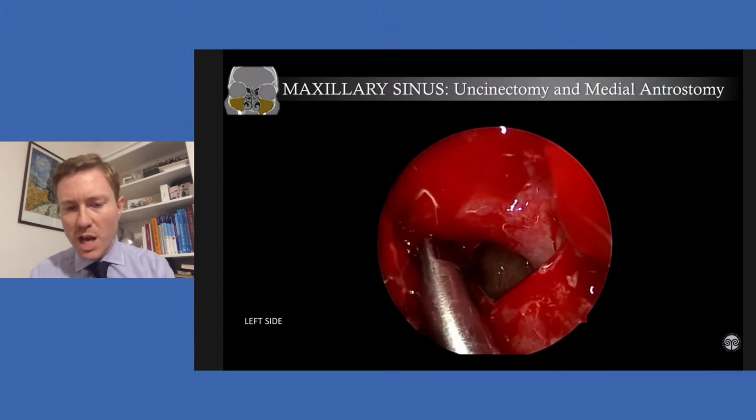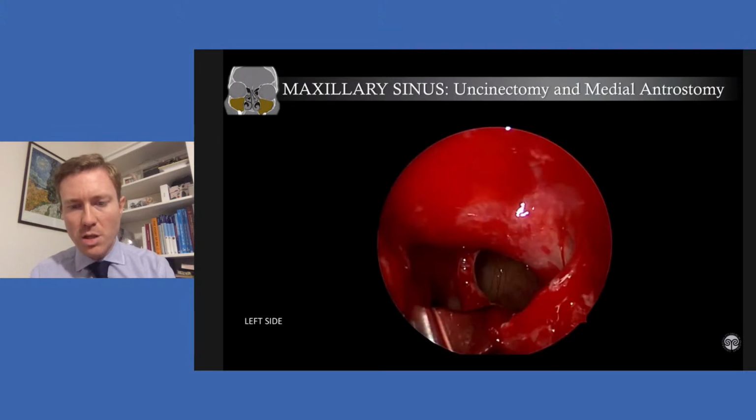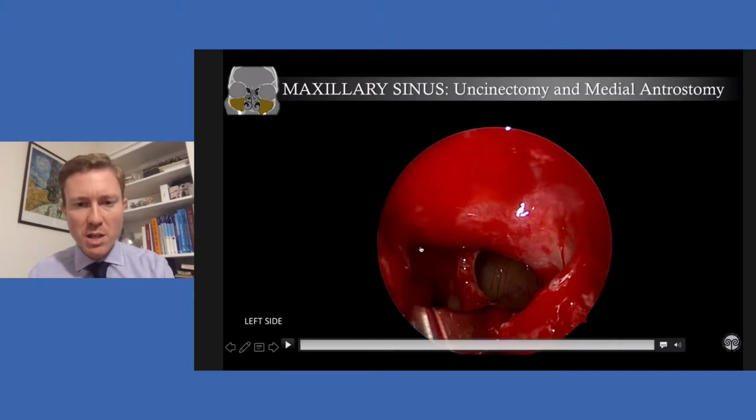This is the maxillary sinus. With a Stamberger forceps, we can just a little open and enlarge the maxillary sinus, but this is done. Maxillary sinus, left side, bulla floor, middle turbinate.